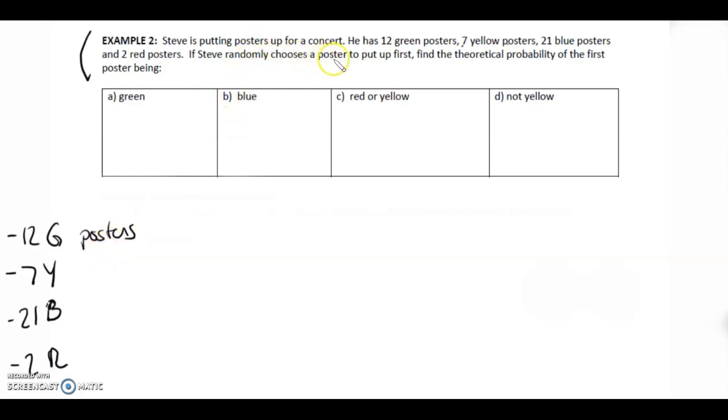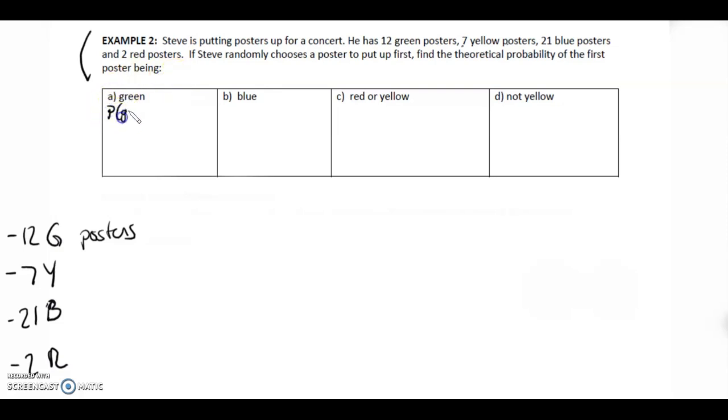If Steve randomly chooses a poster to put up first, so say all of these are just in a stack and he doesn't even pay attention, he just pulls one out. Complete luck, complete chance, probabilities all equal. What we're going to do is find the theoretical probability of the first poster being green.